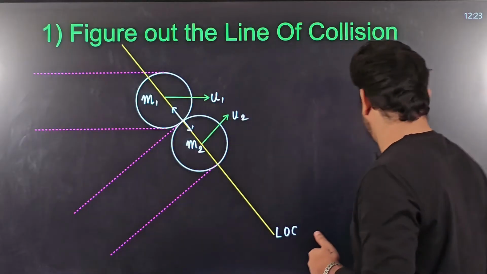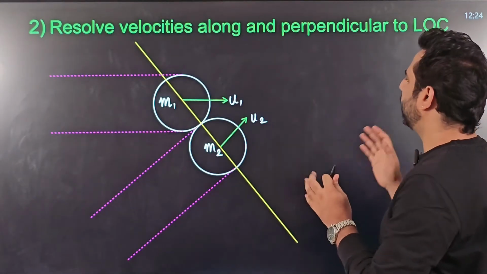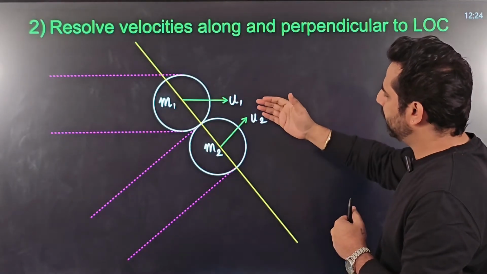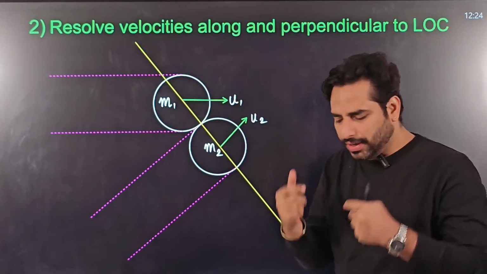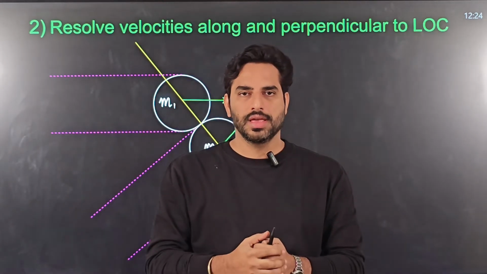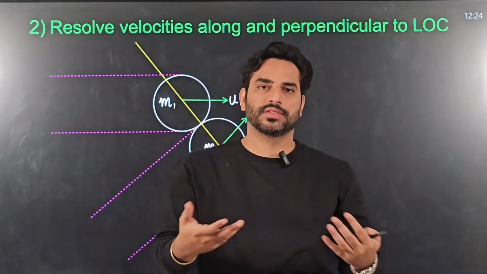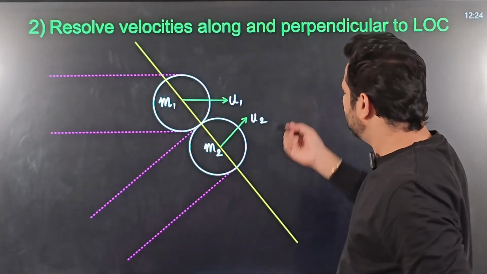Then comes step 2, resolve velocities along and perpendicular to line of collision. As you can clearly see, the velocities of M1 and M2 are inclined at some angle with line of collision. This is the very reason why this collision is known as oblique collision. If the velocities are along the line of collision, that is known as head-on collision. So the second step is to resolve the velocities.